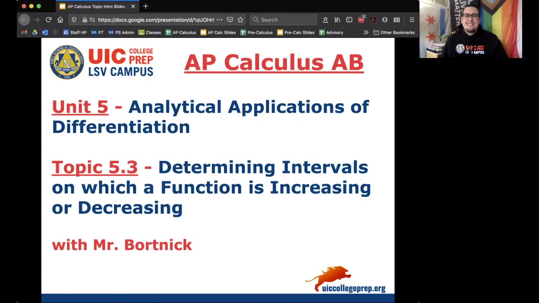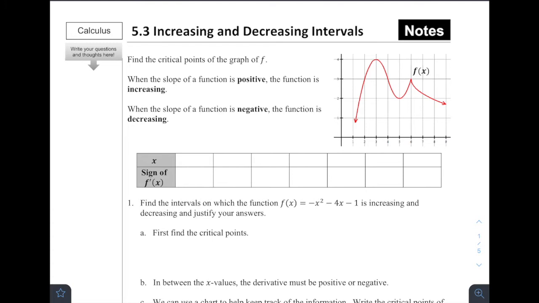Enjoy today's notes. All right, welcome to 5.3, where we're talking about increasing and decreasing intervals. Let's start off. It says find the critical points of the graph of f. Remember from our last lesson, 5.2, that critical points are found from looking at the derivative, and they're places where the derivative of the function is either equal to 0 or it's undefined, aka it does not exist in this case.